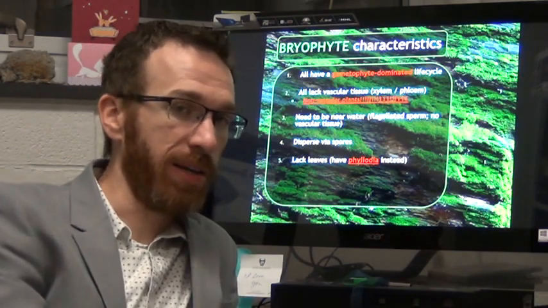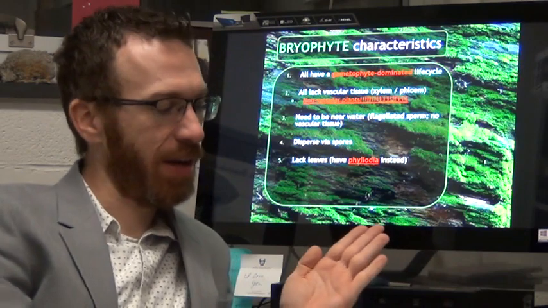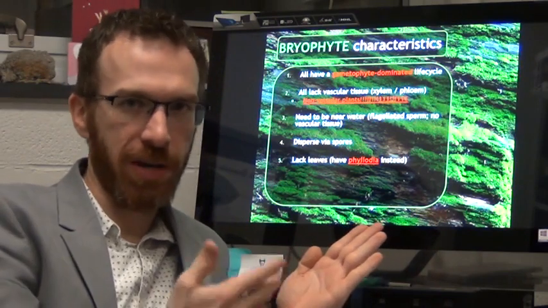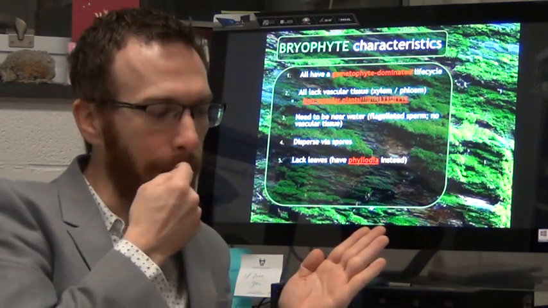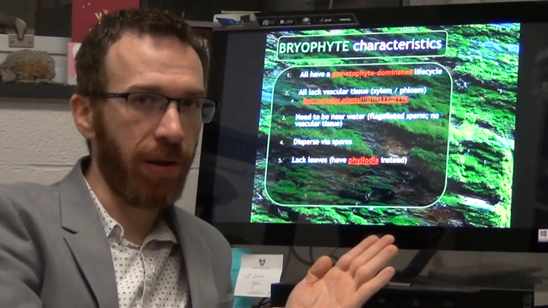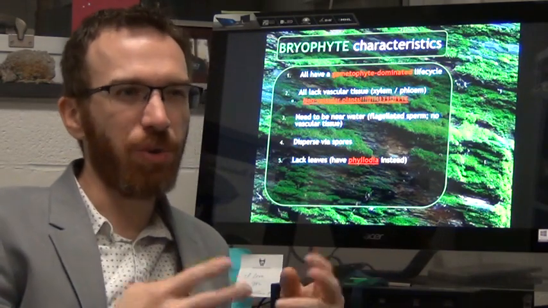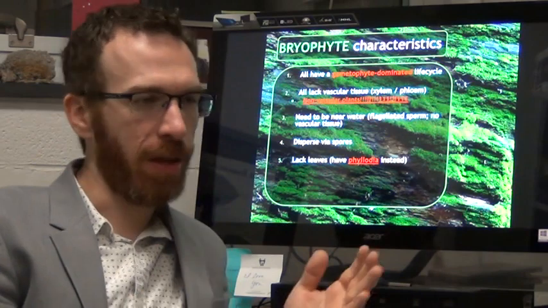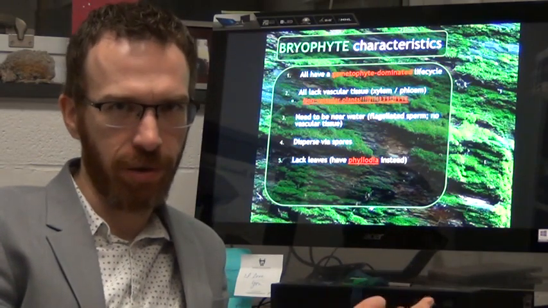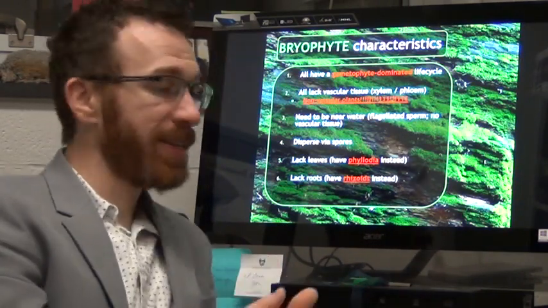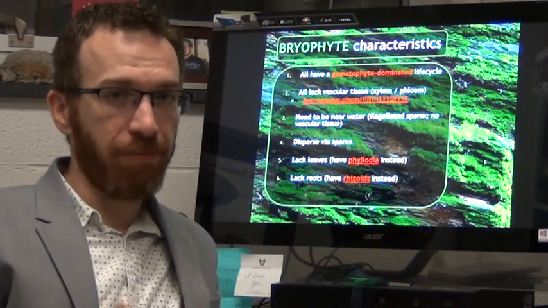They look like leaves. They're flat, and they have a surface area to catch sunlight for photosynthesis, but there's no vascular tissue within it. There's no xylem or phloem, and so we can't really consider it a leaf, and so it's called a false leaf. It's a phyllodia. And then six, they don't have any roots for the same reason.